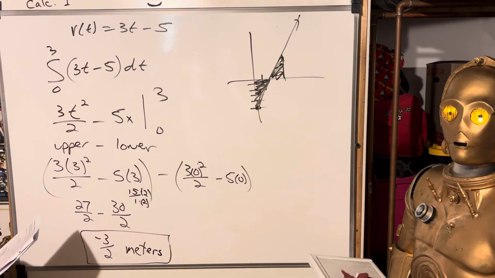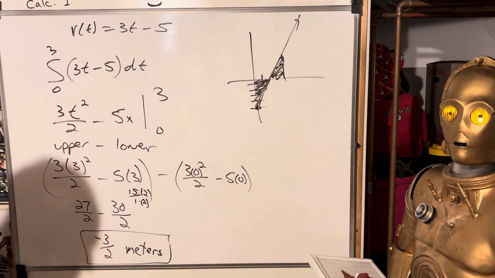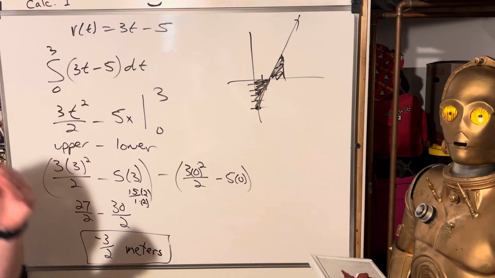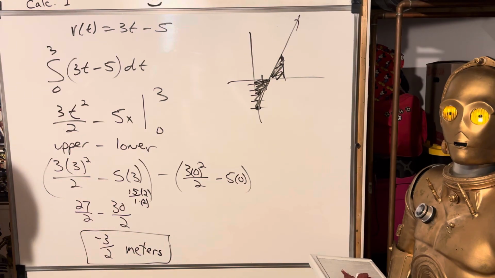So negative 3 halves, negative 1.5 meters, is the total displacement from 0 to 3. Let's see, the net change theorem: the definite integral of the rate of change of a quantity, f prime of x, gives the total change or net change in the quantity on the interval from a to b. Okay, so let's take a look at an example of that.